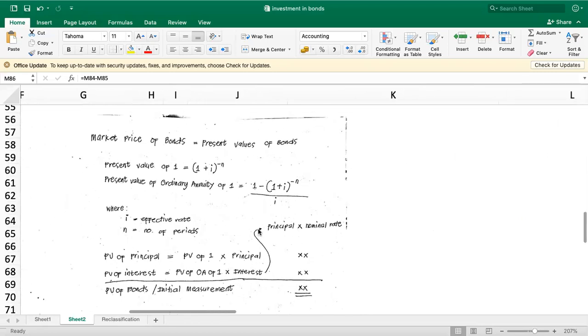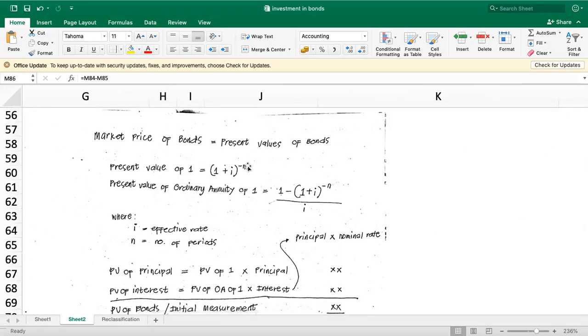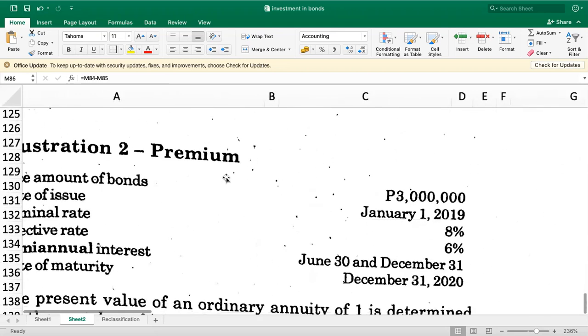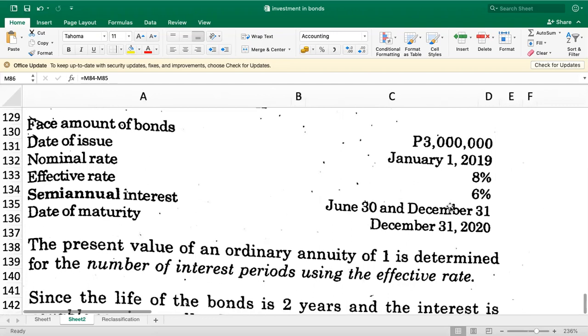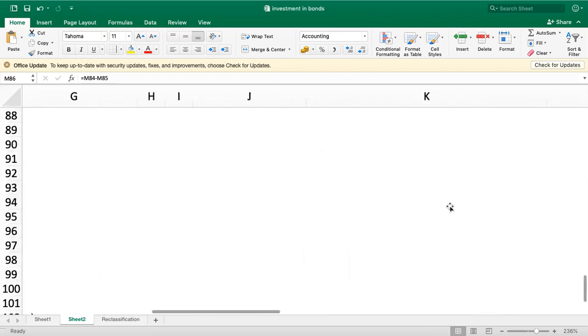So take note guys that semi-annual, your N is 4 while your I, yung effective rate natin dito is 6%, but this is an annual rate. Semi-annual yung interest payments mo. So therefore, dapat hindi 6% yung gagamitin natin. 3% because semi-annual siya. Every 6 months, you will receive 3%.